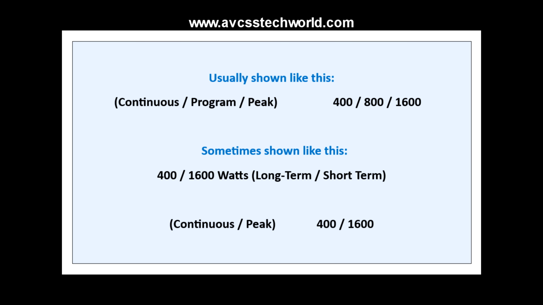The specification sheet can show the ratings in any of the following ways. If the program rating is not shown, it is best practice to double the speaker's continuous rating to get the recommended amplifier wattage.